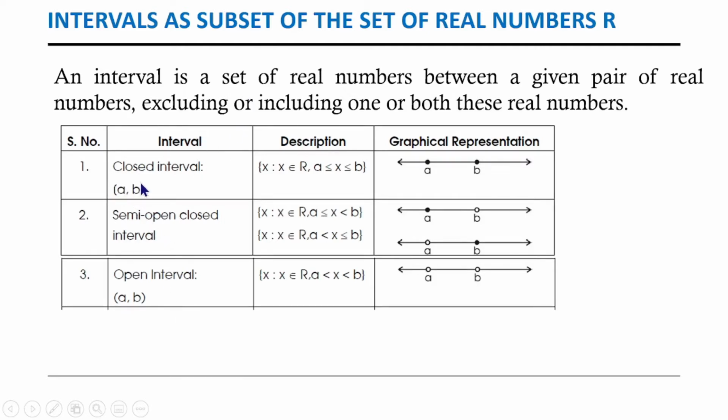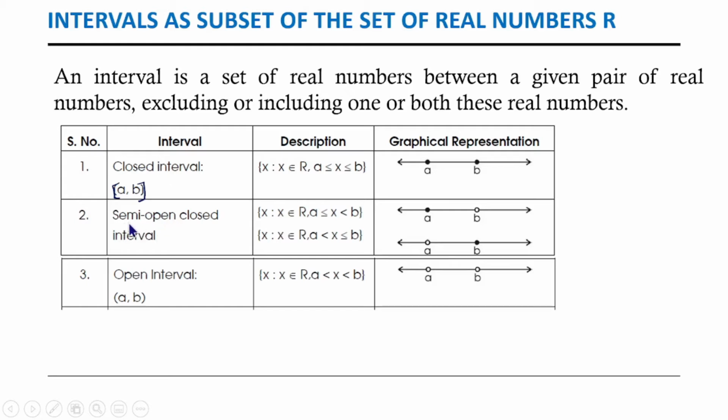The first interval is called closed interval. A closed interval is denoted by square brackets. If we have the closed interval [a, b], it includes all those points from a to b, including a and b. So it is given by the set of all x such that x belongs to R, a less than or equal to x, less than or equal to b. So it will include both a and b. Such an interval is called a closed interval.